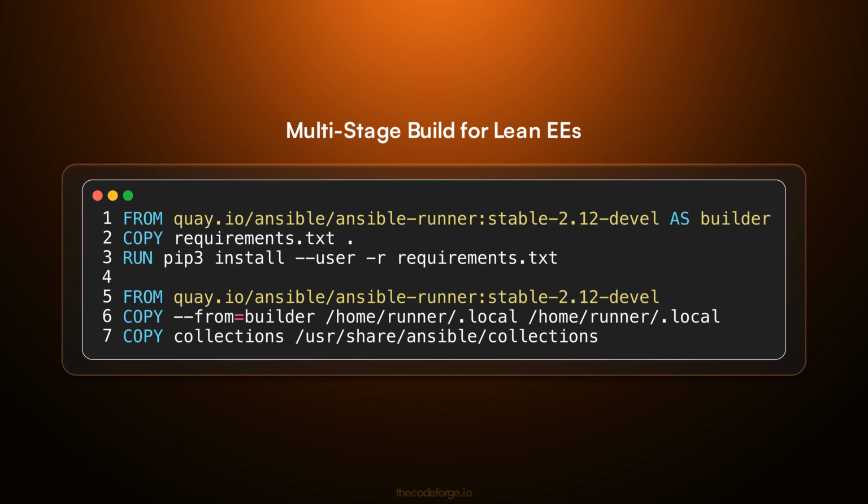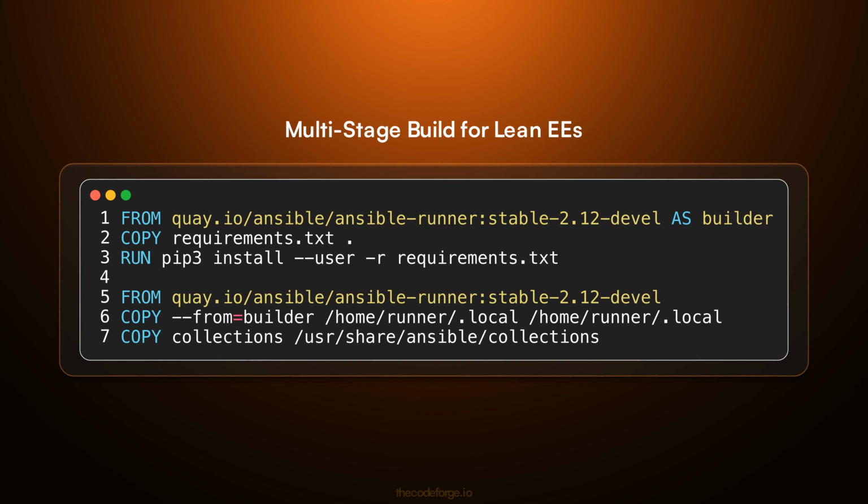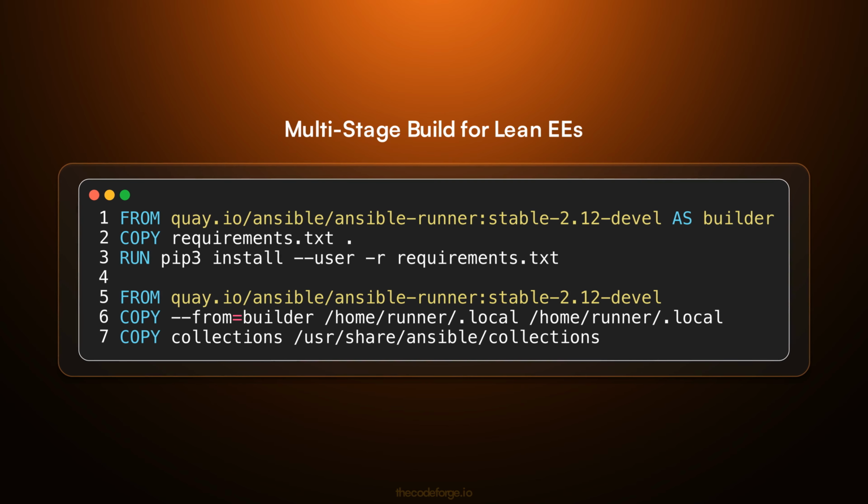The article mentions multi-stage builds, but doesn't show one. Use a multi-stage container file to keep the final image small by copying only runtime artifacts from a builder stage. This reduces image size and attack surface.